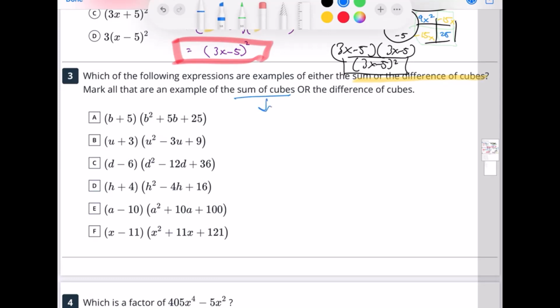The sum of cubes is a plus b cubed, and this is where I'm going to write out my SOAP. Okay, and then I'm going to highlight this symbol so you can see it. S stands for same, O for opposite, which is negative, and AP, which is always positive. Okay, and that SOAP actually applies to the other one as well. So let's just fill that out. So a plus b, a squared, ab, b squared.